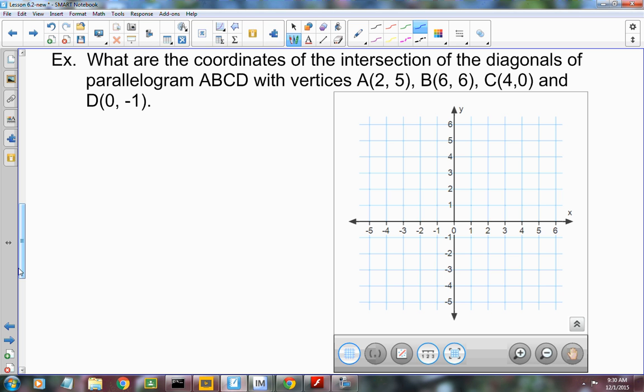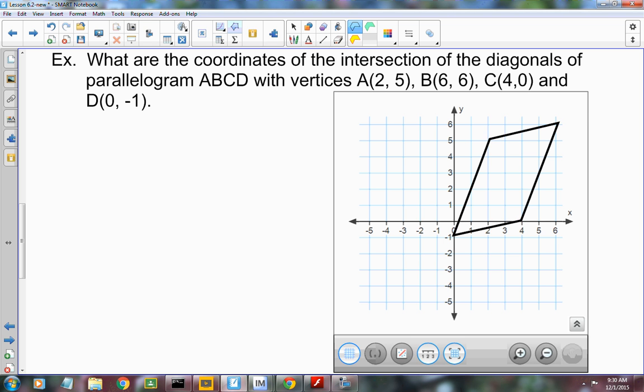Okay, what are the coordinates of the intersection of the diagonals of parallelogram ABCD with the following vertices? Okay, so I'm going to graph this to start out with. A is located at 2, 5. C is located at 6, 6. B is located at 4, 0. D is located at 0, negative 1. A, B, C, D. Okay, so I graphed it.